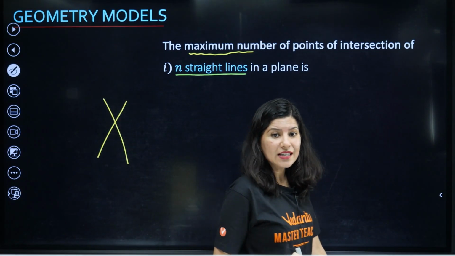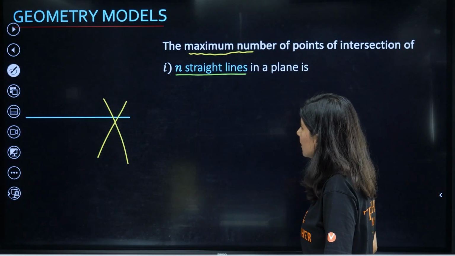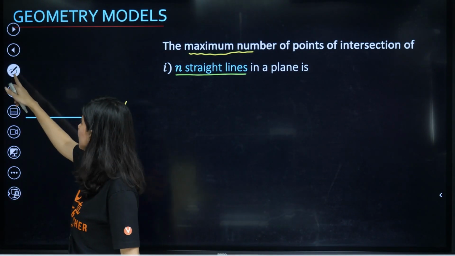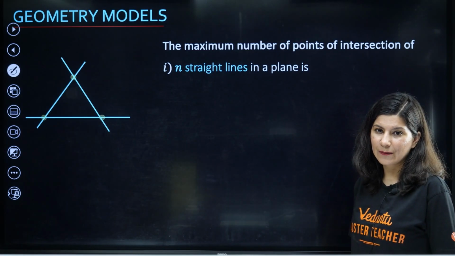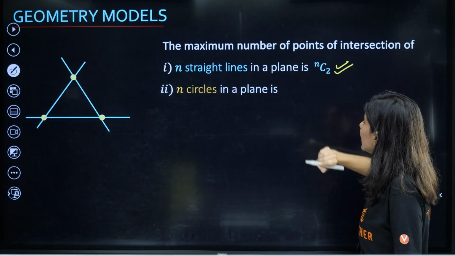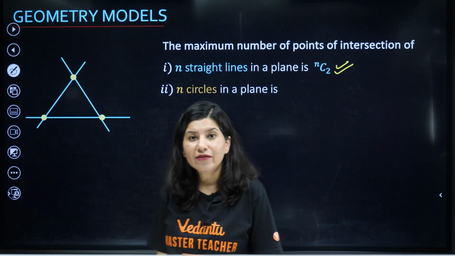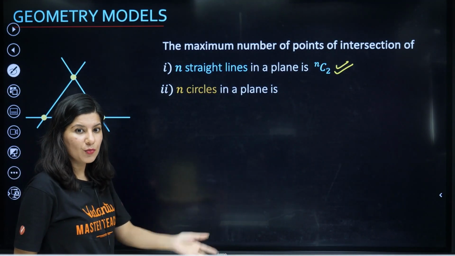Every unique selection of 2 lines gives me a single point of intersection. So yes, that's why NC2 will be the maximum number of points of intersection of n straight lines in a plane. Every 2 lines will give a single intersection point.